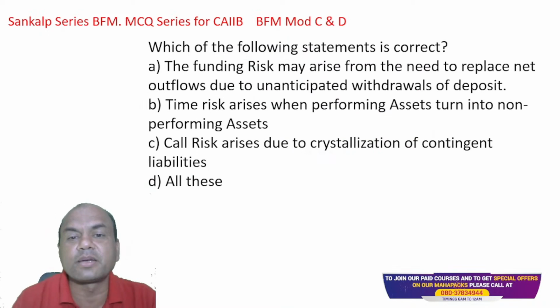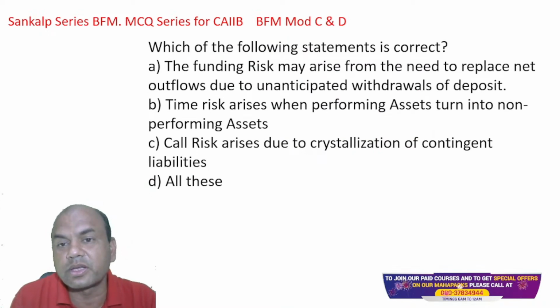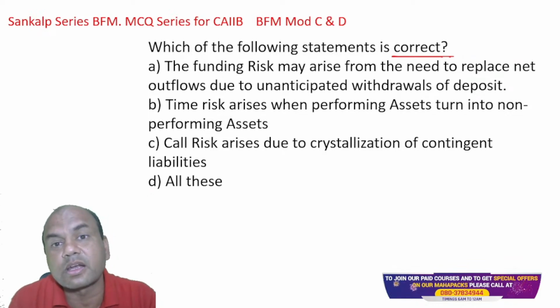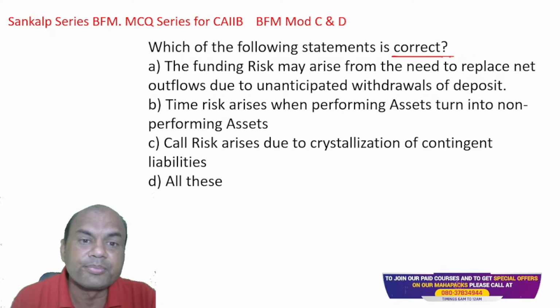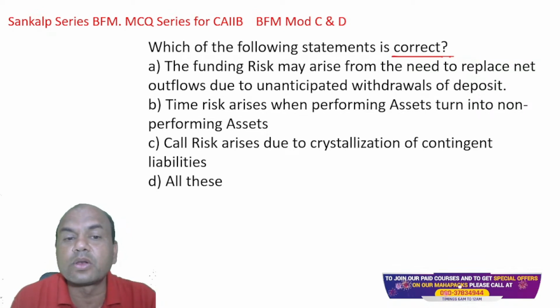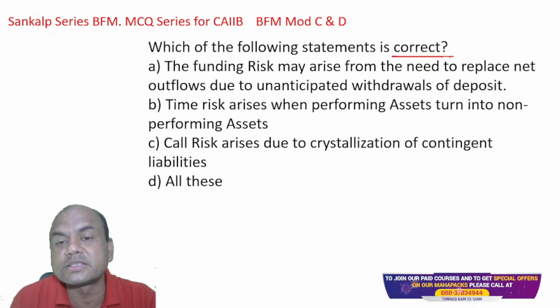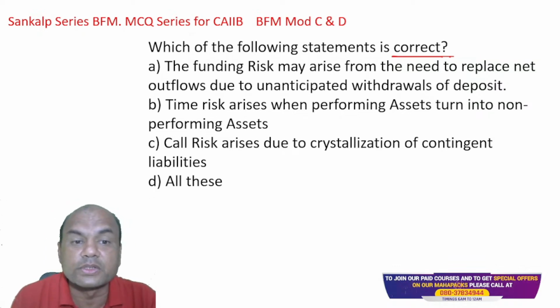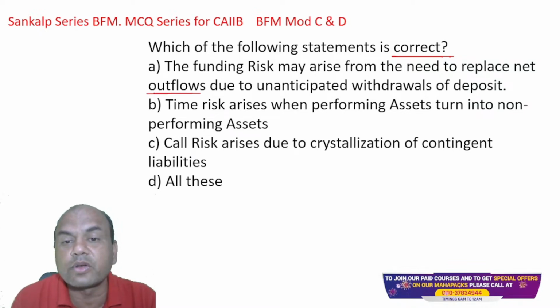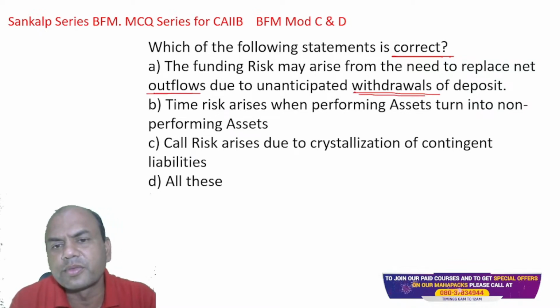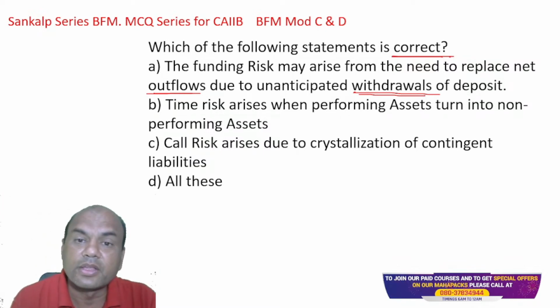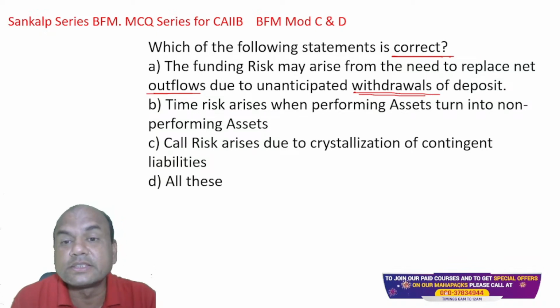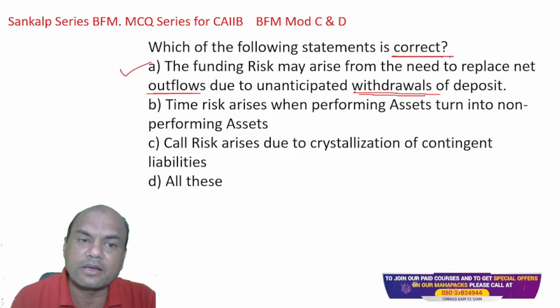Which of the following statements is correct? Now I want the correct one. You should always mark what is required in the exam: correct or non-correct, true or false, whatever. The funding risk may arise from the need to replace the net outflows due to unanticipated withdrawals of deposits. If everyone is coming for withdrawal, you'll definitely face the funding risk. There won't be any money, right? So is this correct? Yes, A is correct.